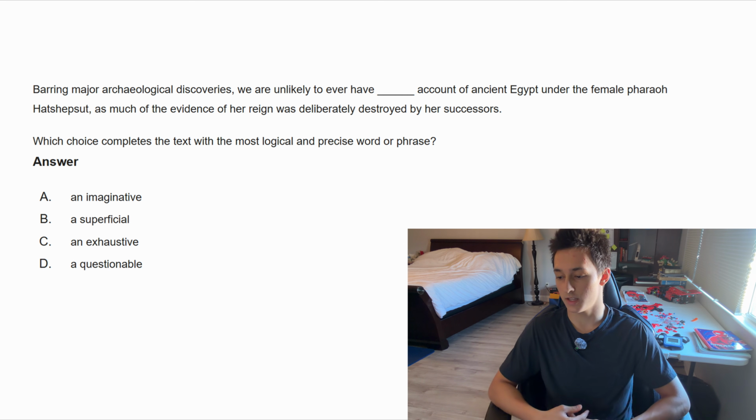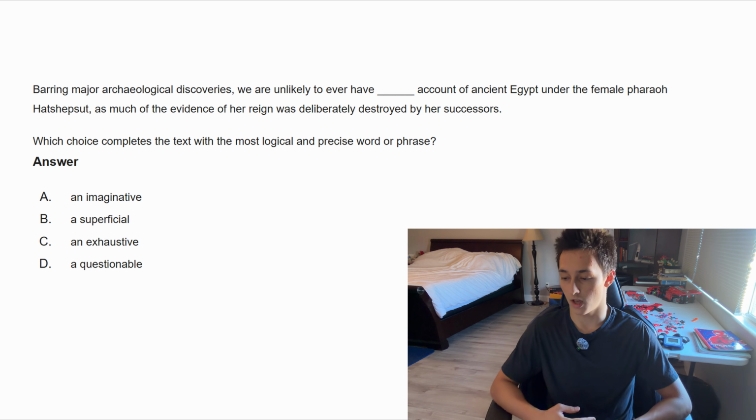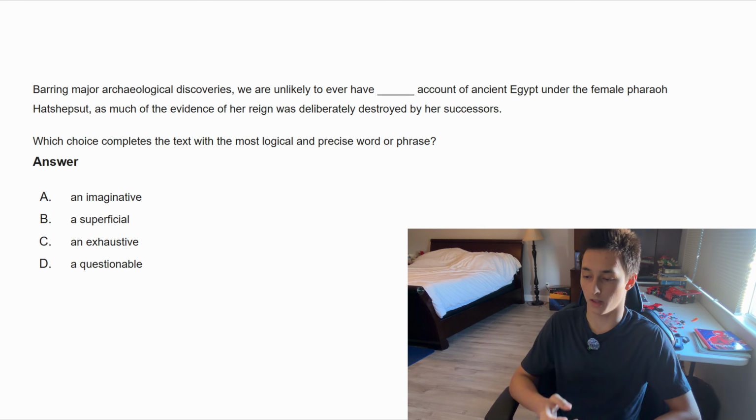If we look at the answers, we see imaginative. I see imagination in there. That doesn't sound like it would align. Superficial actually shows up a lot on the SAT.